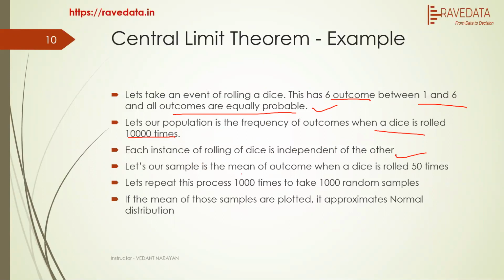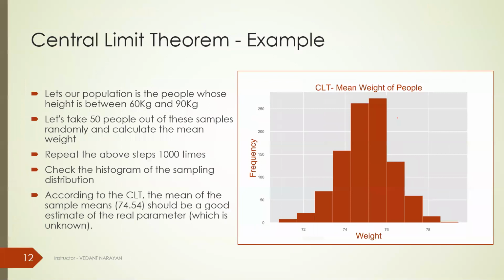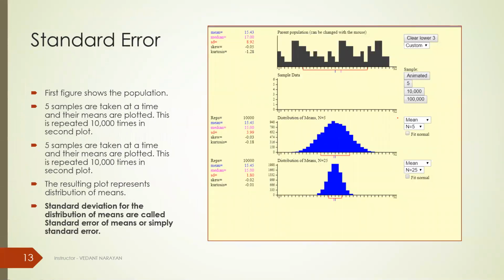Let's say our sample is the mean of outcomes when a dice is rolled 50 times, meaning here n is equal to 50. And let's repeat this process 1,000 times, meaning the sample size is 1,000. If the means of those samples are plotted, it approximates a normal distribution. Here it is plotted, and we have seen this using animation also. That's it. This holds. Now let's move on to standard error.